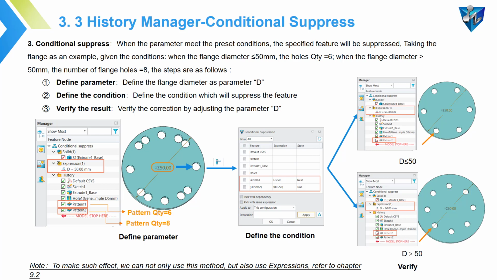So the steps are as follows. First, you need to define the flange diameter as parameter D. Then you define the conditions which will suppress the feature. And then you can verify the correction by adjusting the parameter D. Okay, now let's move over to ZW3D to show you directly how to make this case.